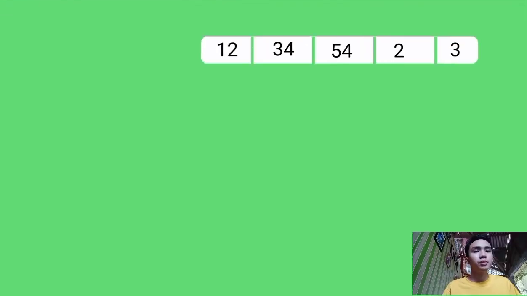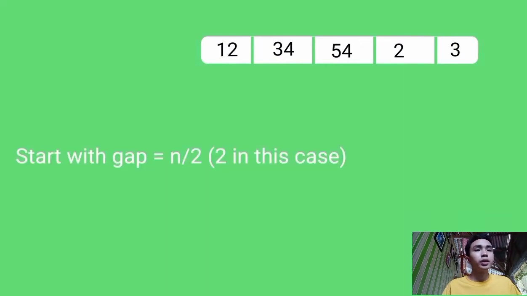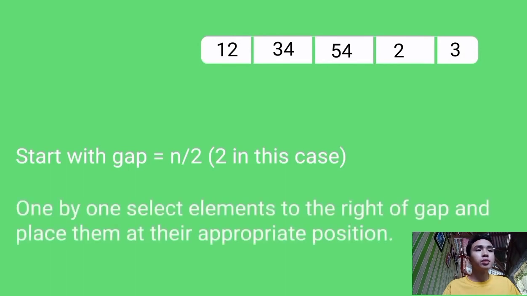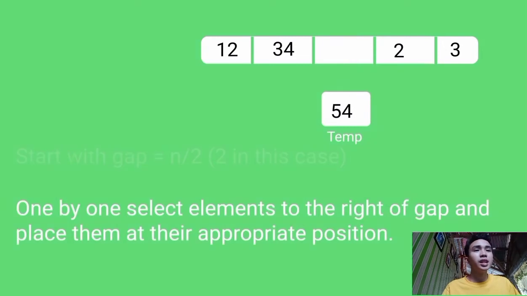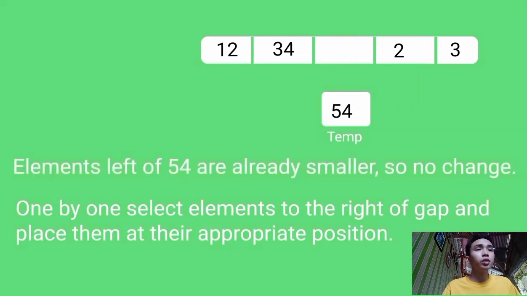And these are the elements: 12, 34, 54, 2, and 3. One by one, we select elements to the right of the gap and place them at their appropriate position. We start with a big gap, then reduce the gap. Since the elements to the left of 54 are already smaller, there's no change.